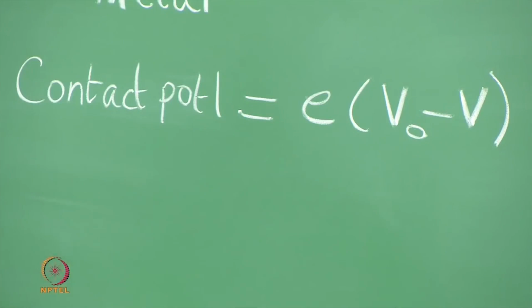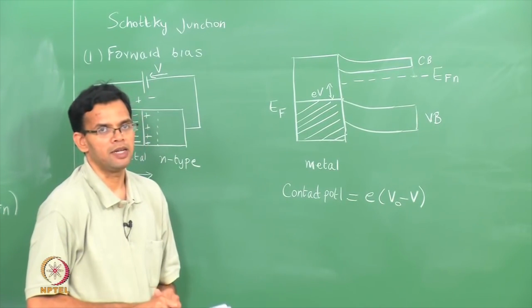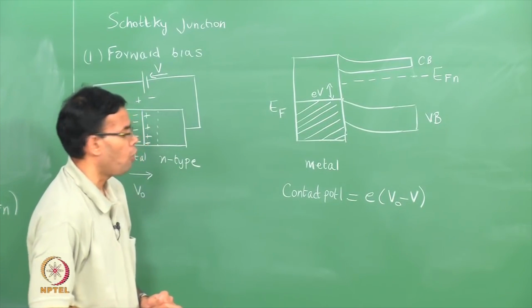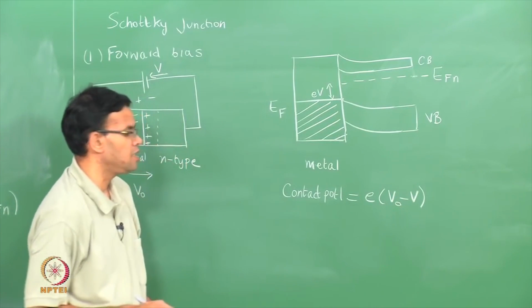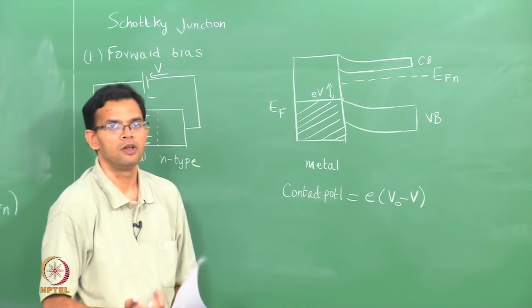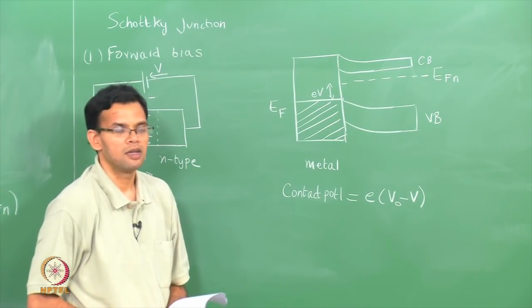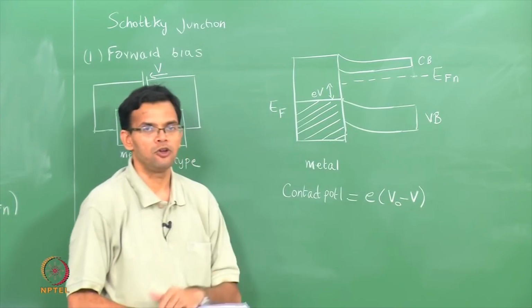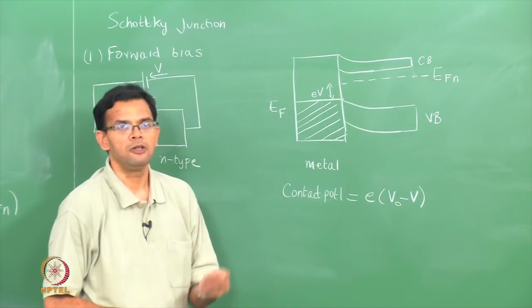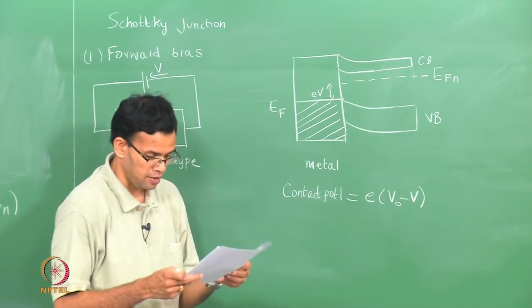So, this contact potential we saw earlier was the barrier for the electrons to move from the semiconductor to the metal. By applying a forward bias, we have reduced this barrier, which means it is easier for the electrons to go from the semiconductor to the metal. So, we can have a current, and the magnitude of this current will depend upon the magnitude of V. So, higher the value of V, lower the contact potential and higher the current.